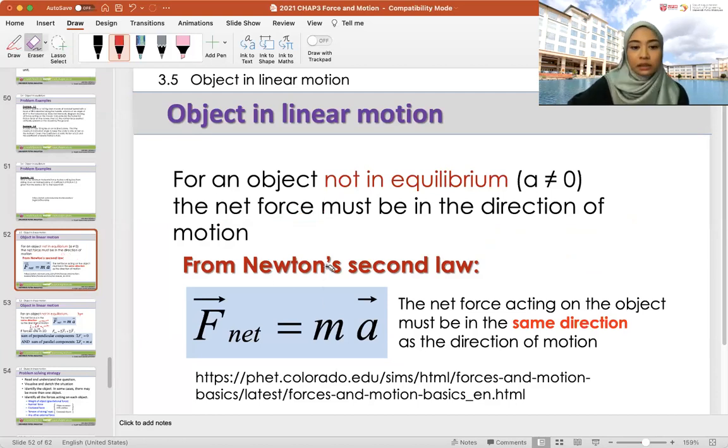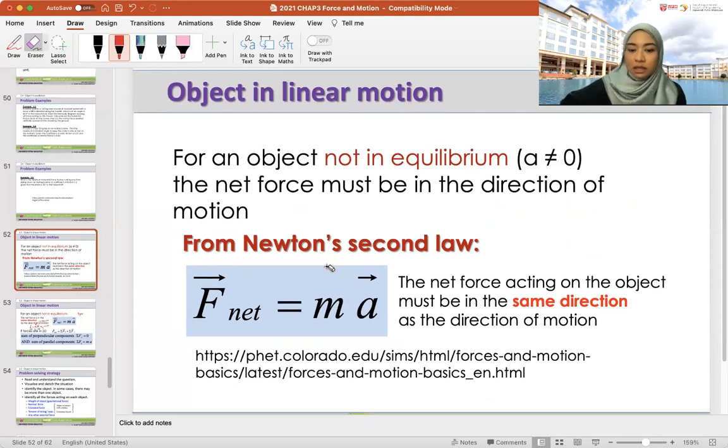From Newton's second law, F net equals ma. The net force acting on the object must be in the same direction as the direction of motion. So if acceleration is to the right, then your net force is also to the right. If your acceleration is going up, then your net force should be going up. If acceleration is negative, then F net is negative, because it's a vector.